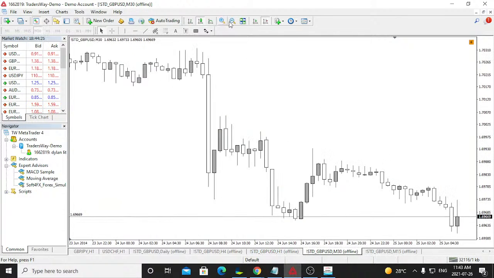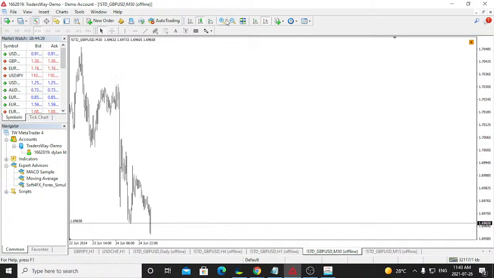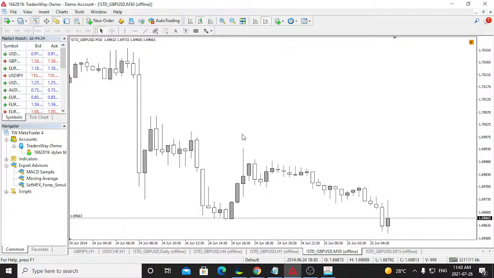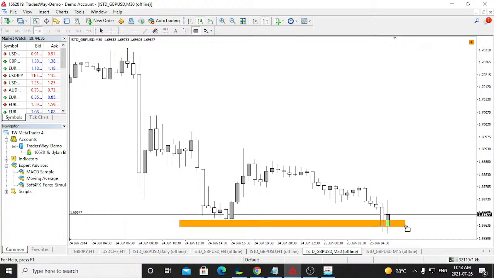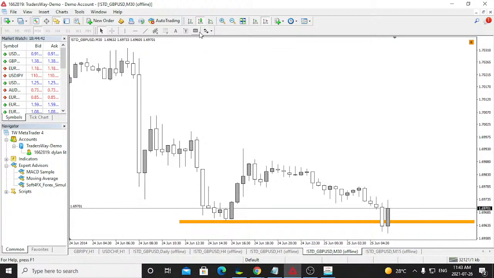Let's zoom in one more time here. Zoom out. We can see here price in the 30-minute has just broken out of this level of support. So it just broke this level of support. Now we have to ask ourselves, where does price want to go next?